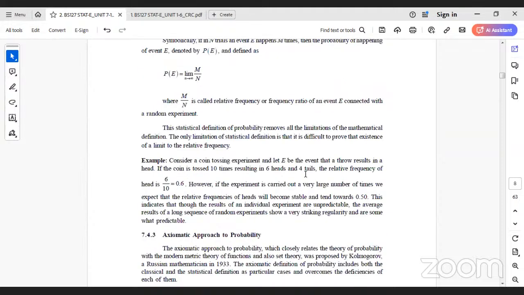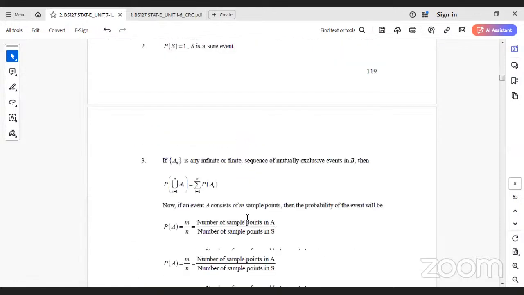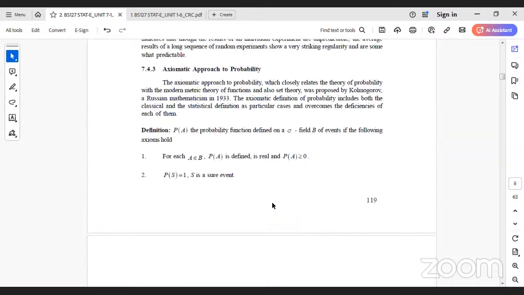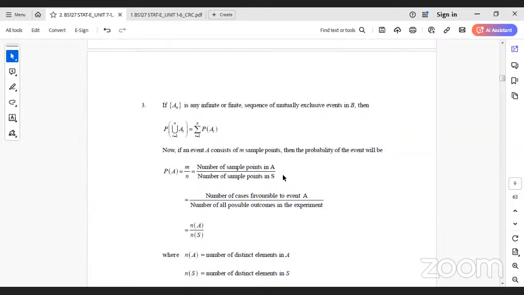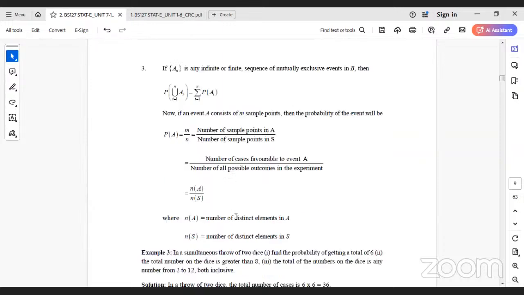Example: 6 heads, 4 tails. Right? Yes sir. Read it once, I will go, I have problems. Probability definition: P of A, the probability, holds the following axioms. For A belonging to the events, P of A is defined, P of A is greater than or equal to 0, P of S is equal to 1, S is the sure event. So P of A is equal to the number of sample points in A over the number of sample points in S. So n(A) by n(S), is that clear?